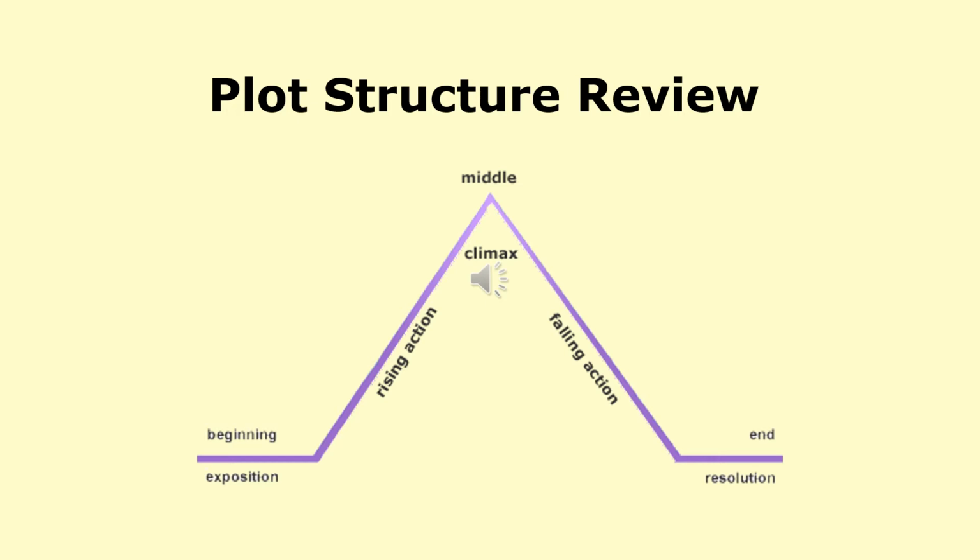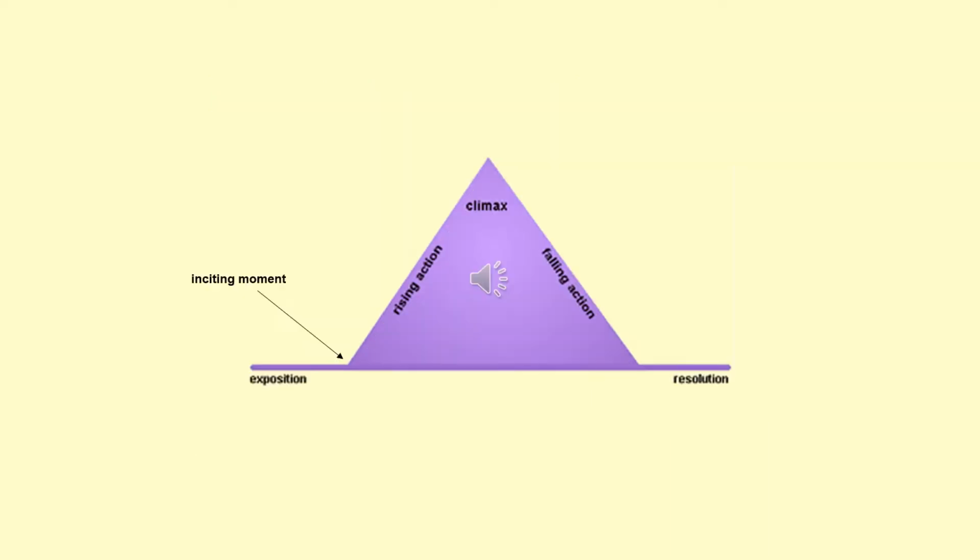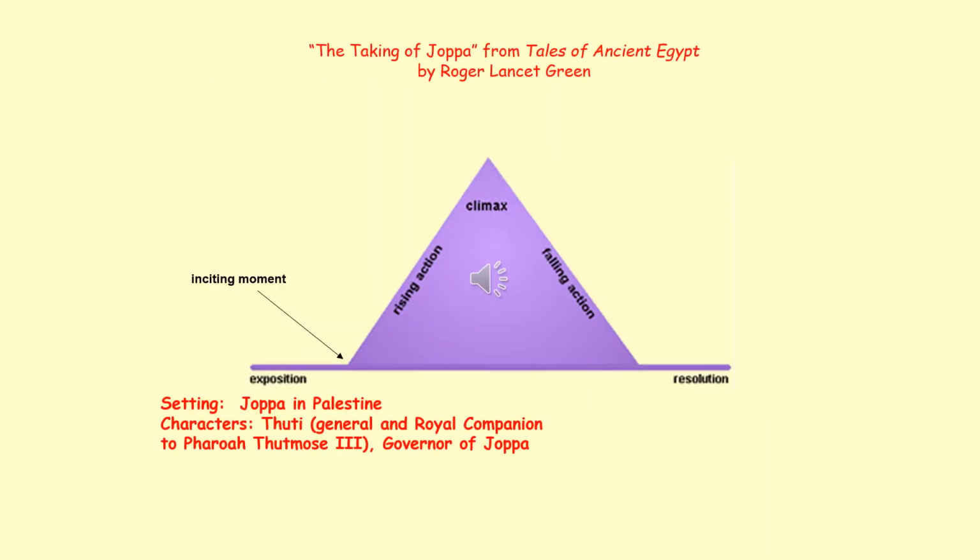We started class today by reviewing some of the stories that we read in Tales of Ancient Egypt. I'm not going to take the time to go over those now, but I would like to go over the plot structure diagram that we did in class. You were asked to do one for the Taking of Joppa.